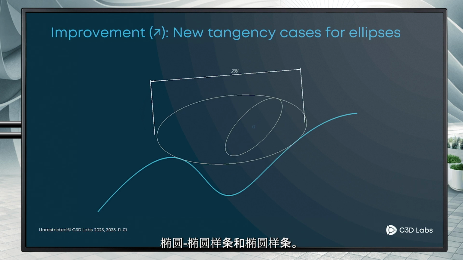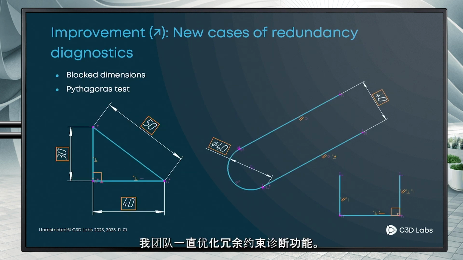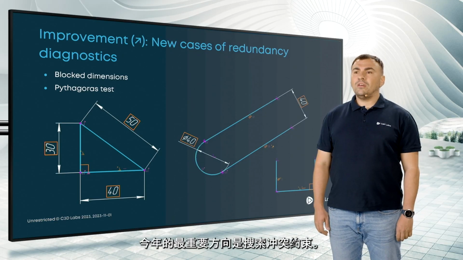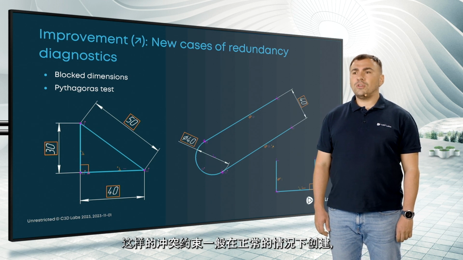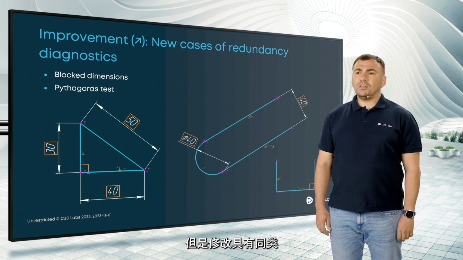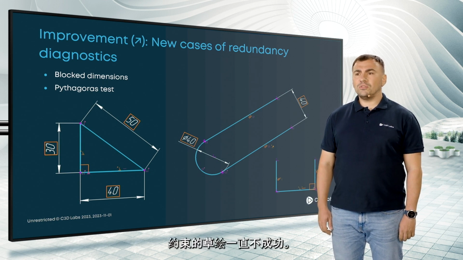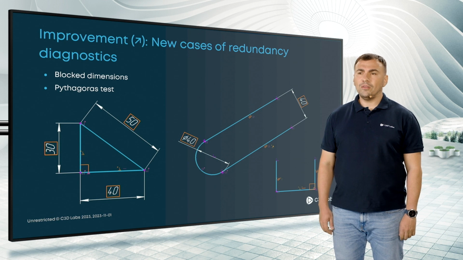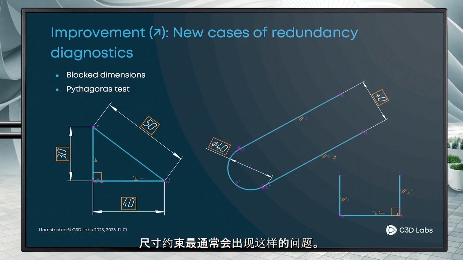Ellipse and ellipse spline. We are constantly working on improving the quality of diagnostics of redundant constraints. This year, the most significant results were the results of searching for conflicting constraints that were created in a satisfied state. But any attempt to modify a sketch with such constraints leads to failure. This situation is especially frequent for dimensional constraints. This slide shows the most typical examples of redundant constraints, which we can now correctly diagnose.